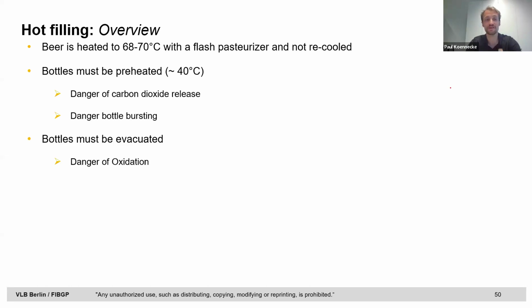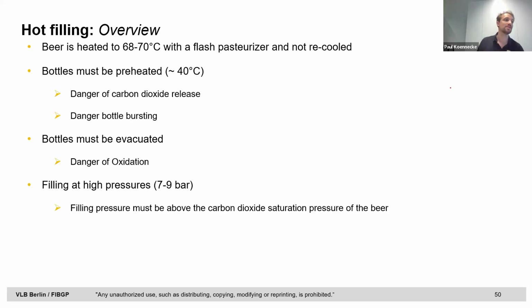As I said before, oxidation and aging processes happen way faster in a hotter, warmer environment. So, of course, the bottles have to be evacuated often to avoid oxygen intake. The evacuation of bottles is always done in a normal filling system, so this won't really be a problem, but the other parts I mentioned really are a problem in terms of filling beer. You also have to fill at high pressures, normally 7 to 9 bars, because that's the saturation pressure of your liquid at a certain temperature.